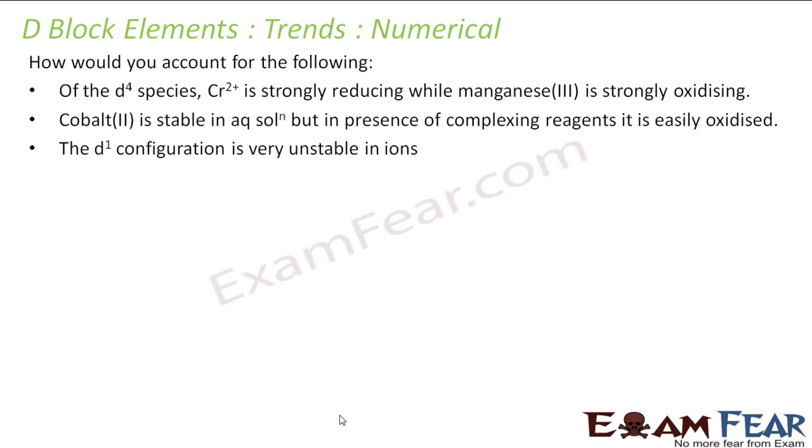The first one: of the d4 species, Cr2+ is strongly reducing while Mn3+ is strongly oxidizing. In fact, we have seen this question. Cr2+ is reducing and Mn3+ is oxidizing. Oxidizing means it will reduce on its own and become Mn2+, and Cr2+ is reducing, which means it will oxidize on its own and become Cr3+.